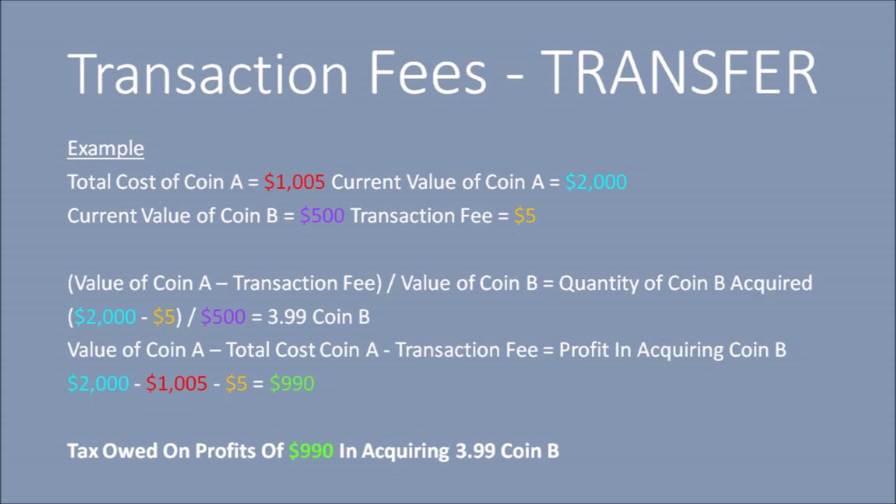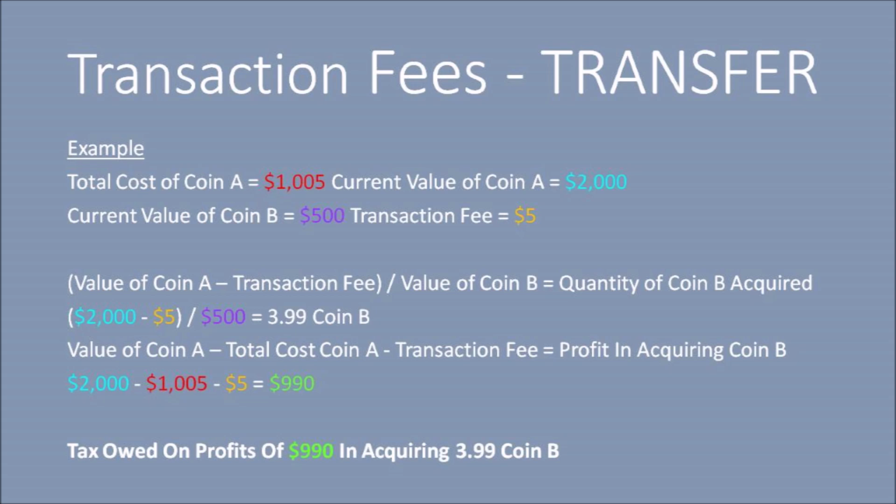Now let's revert back to a crypto to crypto transaction. In this example, instead of selling coin A, we're going to swap it for coin B. Once again, the total cost of coin A, as we saw in our buying example, was $1,005. The current value of coin A is still $2,000, so it has appreciated, and the current value of coin B is $500. This is the coin we will be swapping it for. In order for the transaction to operate correctly, there will be another transaction fee of $5.